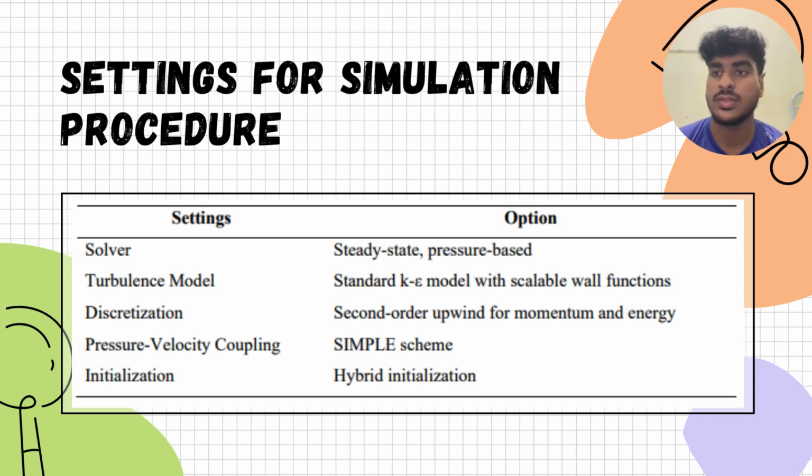Okay, so now we have the settings for the simulation procedure. So we have the steady state and pressure based solver, the standard K epsilon model with scalable wall functions for the turbulence model. Then we have the second order upwind for momentum and energy discretization, and the SIMPLE scheme, followed by the hybrid initialization.